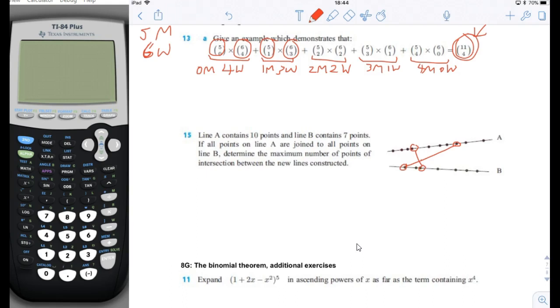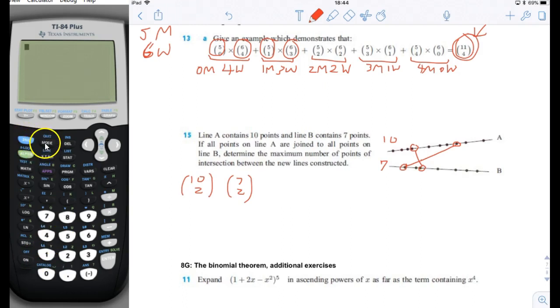Basically, all you need to do is figure out, okay, how many ways can I choose 4 points, 2 on A and 2 on B, and that would be your answer. Okay, so how many different ways can I choose 2 points on A? There's 10 points on A, there's 7 points on B, so the number of ways I could choose 2 points from A would be 10 chooses 2, right? The number of ways I could choose 2 points from B would be 7 chooses 2. And then let's figure out what those 2 numbers are.